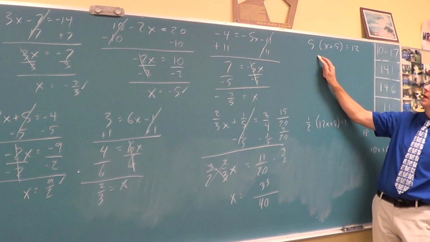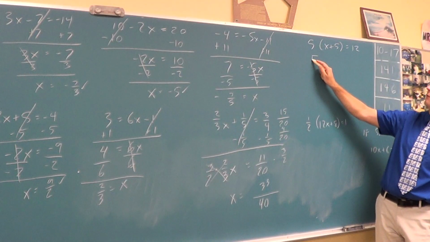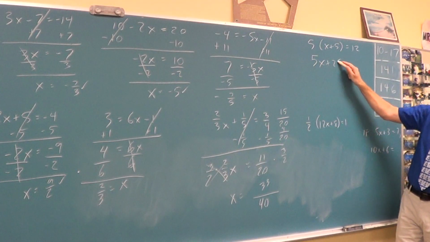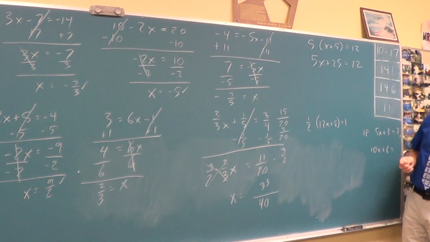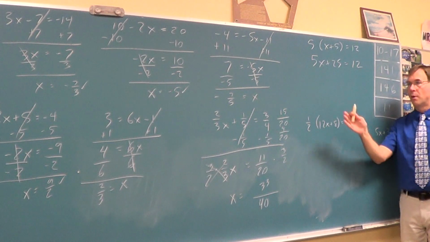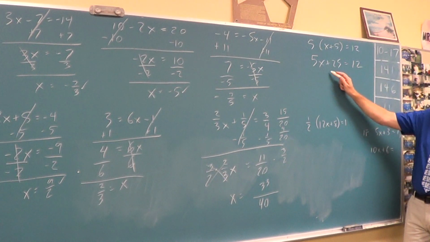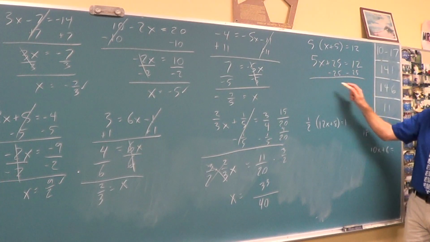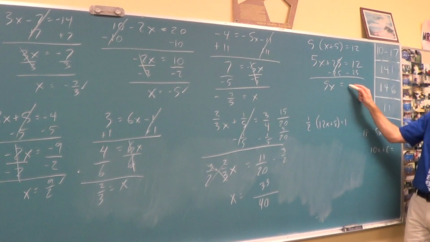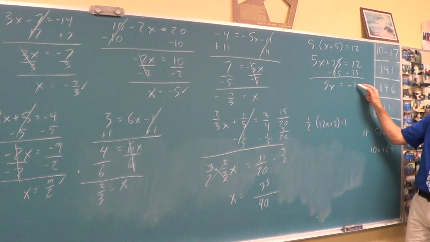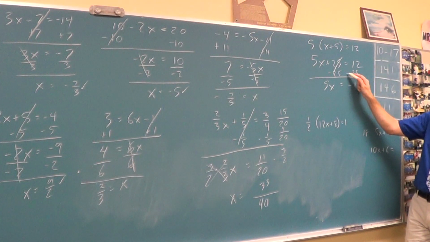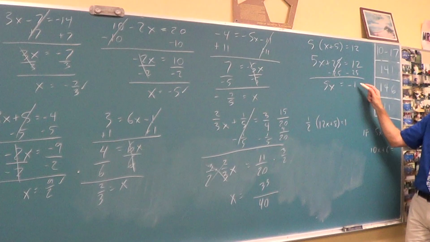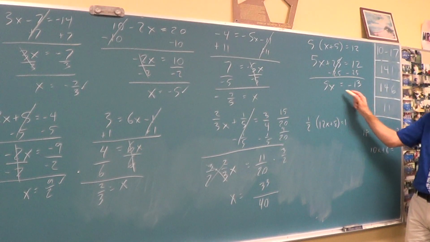If you distribute this, you get 5x plus 25. 5x plus 25 equals 12. Then settle into our normal mode, like we've been in the whole beginning part of this period. Subtract the 25. So 5x is left to equal negative 37, positive 12 subtracting 25, negative 13. Negative 13 is true.